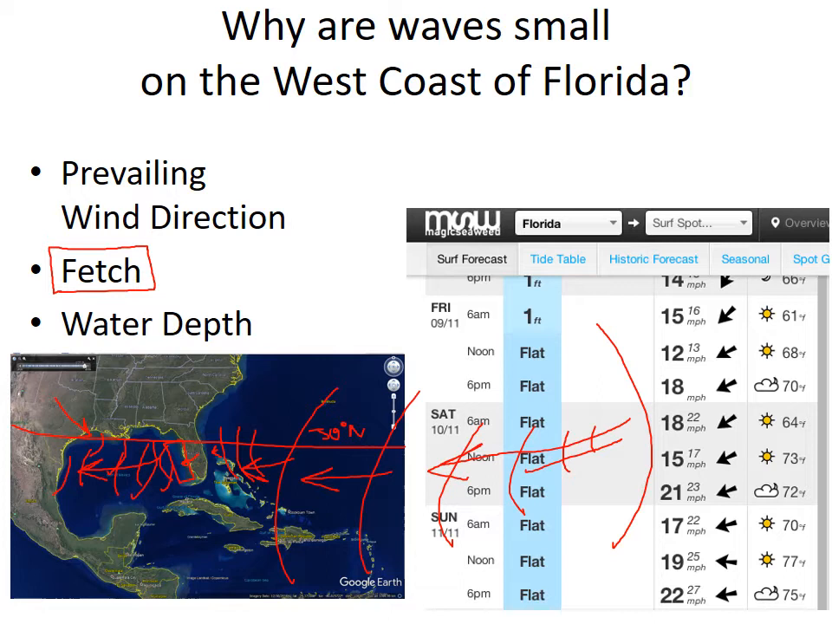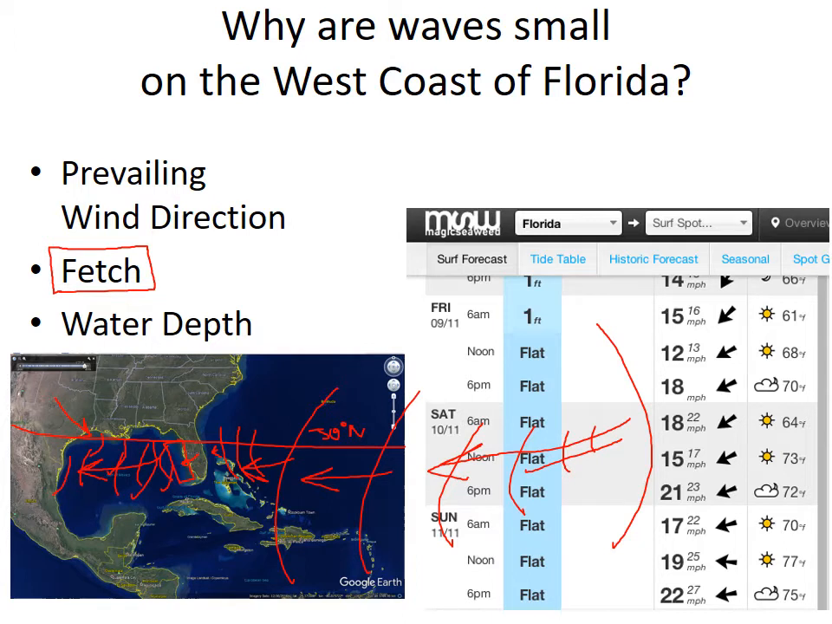What does this have to do with marine ecology? Well, it means that the sea bottom environment on the west coast of Florida is much less disturbed by waves. Finer sediments can accumulate because they're not resuspended, and this might affect the types of life that can live on the bottom on the west coast of Florida versus the east coast of Florida, where it's constantly disturbed by waves.